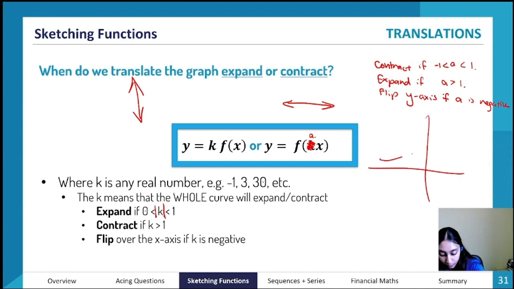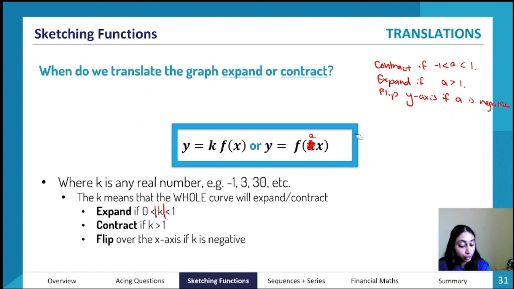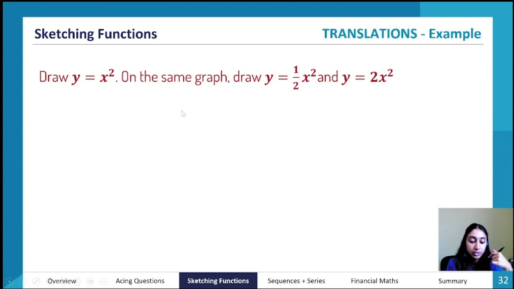So let's say we have our original curve looking like an exponential. Our new curve will look like this. So with that in mind, you can choose which one you'd like to use, a or k, to answer these parabola questions. Using the correct techniques necessary to get full marks in your graphs, draw y equals x squared, and on the same graph, y equals a half x squared and y equals 2x squared. I'll give you a second to do that.